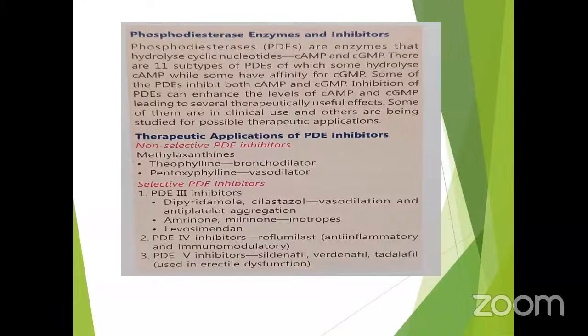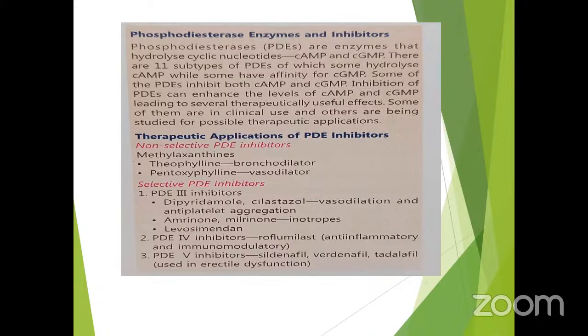Now, a word about phosphodiesterase enzymes and inhibitors. There are many phosphodiesterase inhibitors. There are about 11 types which will inhibit cyclic AMP, but some have more affinity for cyclic GMP. Some of them inhibit both of them, and they enhance the level of cyclic AMP and GMP leading to therapeutically useful effects. Some of them are non-selective PDE inhibitors: aminophylline, theophylline, pentoxifylline. Theophylline in case of bronchial asthma; pentoxifylline as a peripheral vasodilator in case of peripheral vascular diseases, or in Raynaud's phenomenon or thrombosis, all these cases.